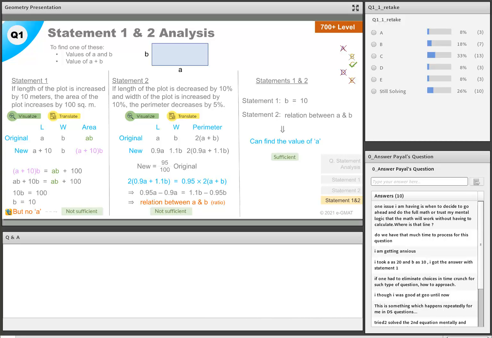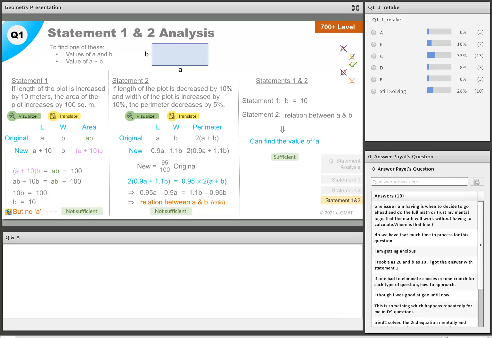Why? Because you can select a set of numbers for which that statement gives you the answer. But what if you have another set of numbers? How do you know that you have taken all the possible values of A and B that fall in the space of the question statement to figure out whether statement 1 is sufficient or not? So please do not rely on number substitution.